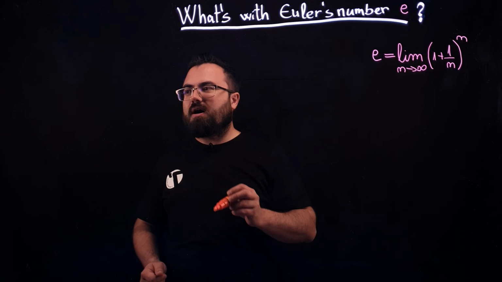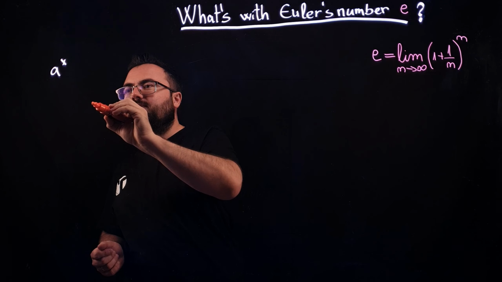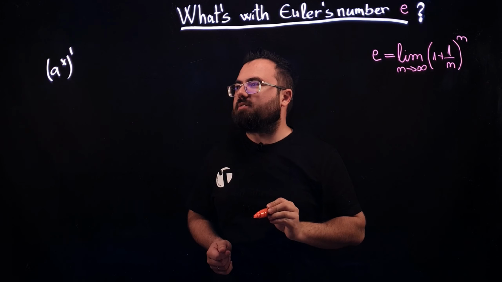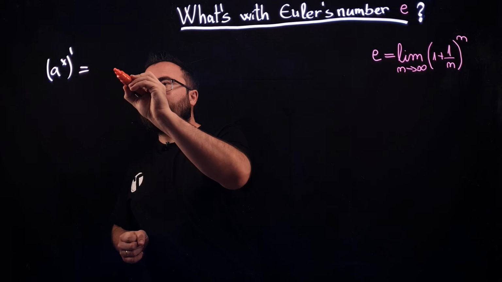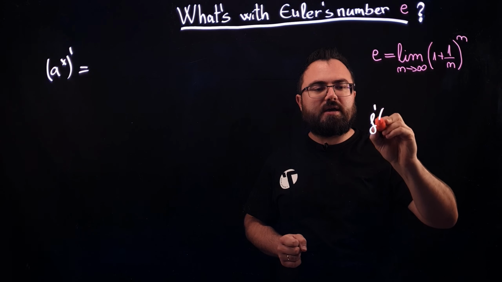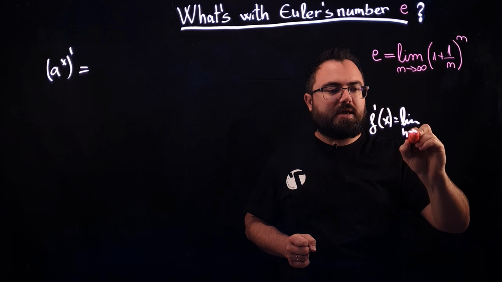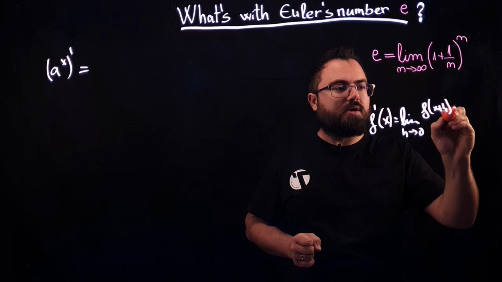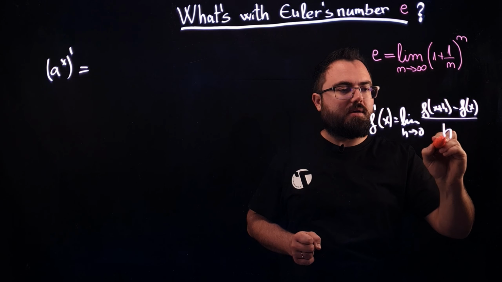We will proceed with our proof by taking an exponential function, a to the x, and we want to see what it means to differentiate this function. So the derivative (a^x)' will be equal to, and now we want to see the definition of a derivative. We have f'(x) equals the limit as h goes to 0 of (f(x+h) - f(x)) divided by h.